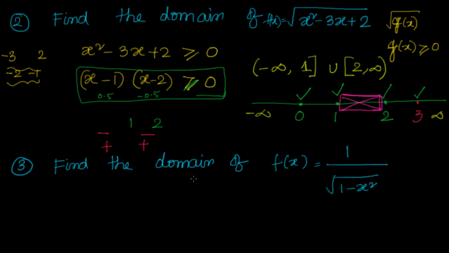Right. Now here I have to find out the domain of f of x equal to 1 by square root of 1 minus x square. See here, whenever we have a square root, we know that 1 minus x square should be greater than or equal to 0. But now we have it in 1 by. 1 by means this cannot be equal to 0. So that greater than or equal to will vanish now. I will have only the condition 1 minus x square greater than 0.